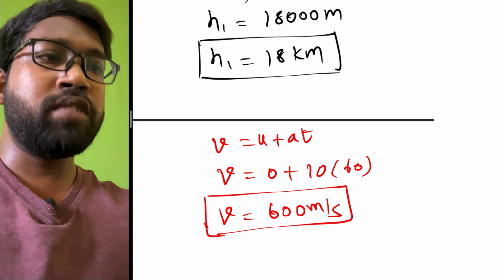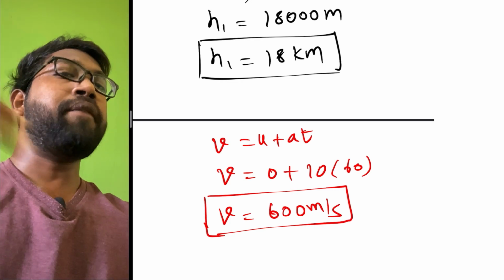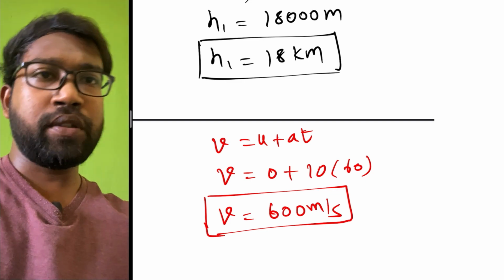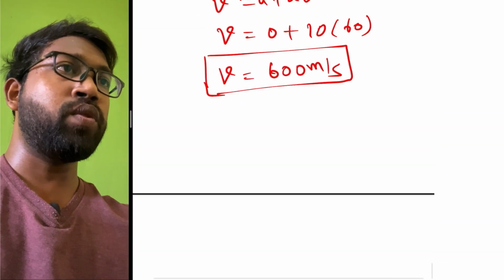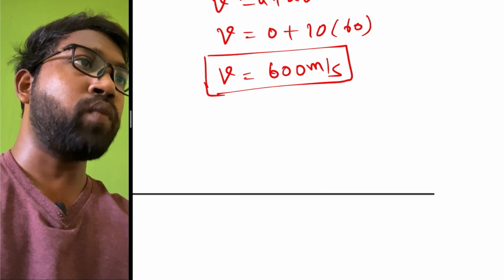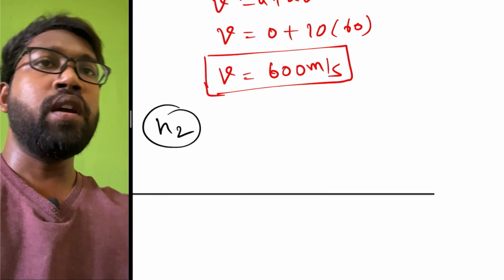This is the maximum speed it can reach, right? After that the fuel is not there, so it will decelerate under gravity. So let me find the H2 also. So next target is what? We have to find H2.